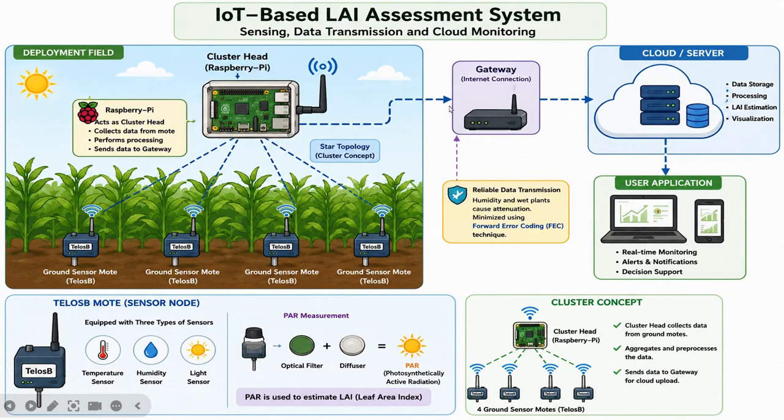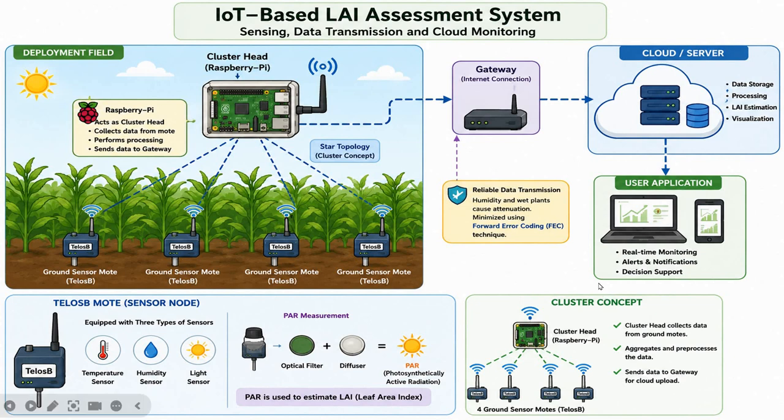Now the gateway acts as a bridge between the local sensors and the internet, and it forwards the collected data to the centralized cloud or server infrastructure. The cloud or server infrastructure is responsible for data storage, processing, analytics and visualization, and advanced algorithms will analyze the sensor readings and estimate the LAI of the crop canopy. The processed information is then presented through user applications, such as web dashboards and mobile phones.